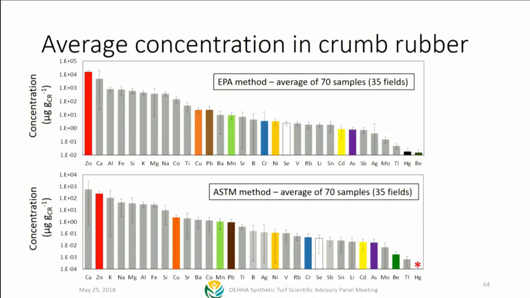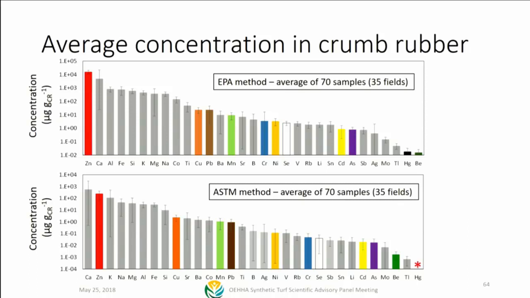We have here the average of all of those samples that were already analyzed. On the top figure is the EPA method, on the bottom figure is the ASTM method. And we go from those that are in the highest concentration on the left to the lowest concentration on the right. The values are the average, and the error bar corresponds to the standard deviation for the whole 70 samples. And then the concentration range is, as you see, between 6 and 7 orders of magnitude in both of them. So the analysis covers really a wide range of concentrations.